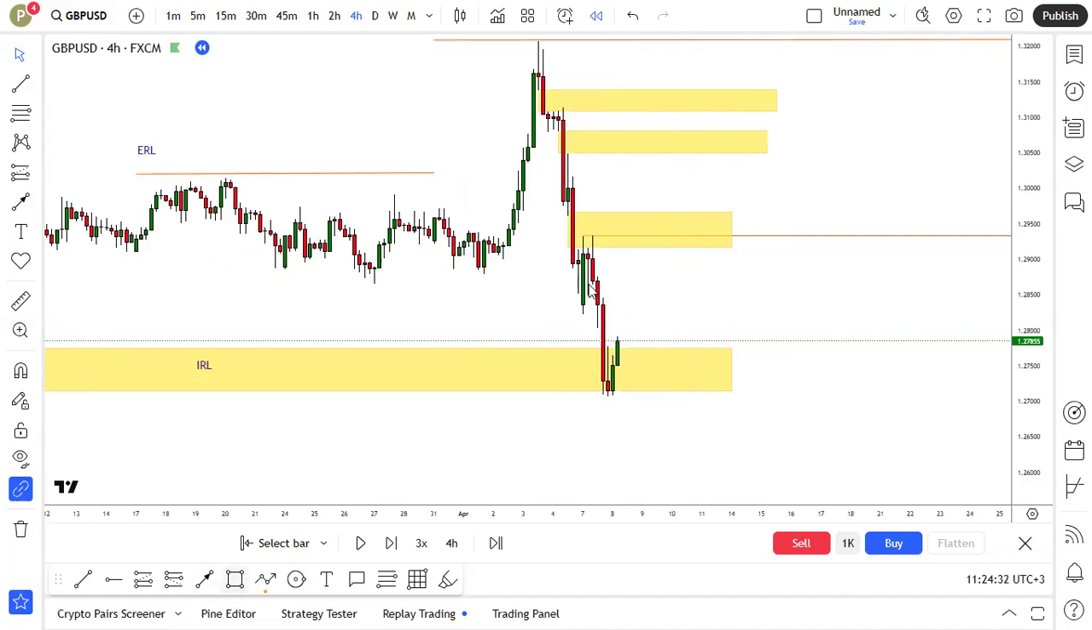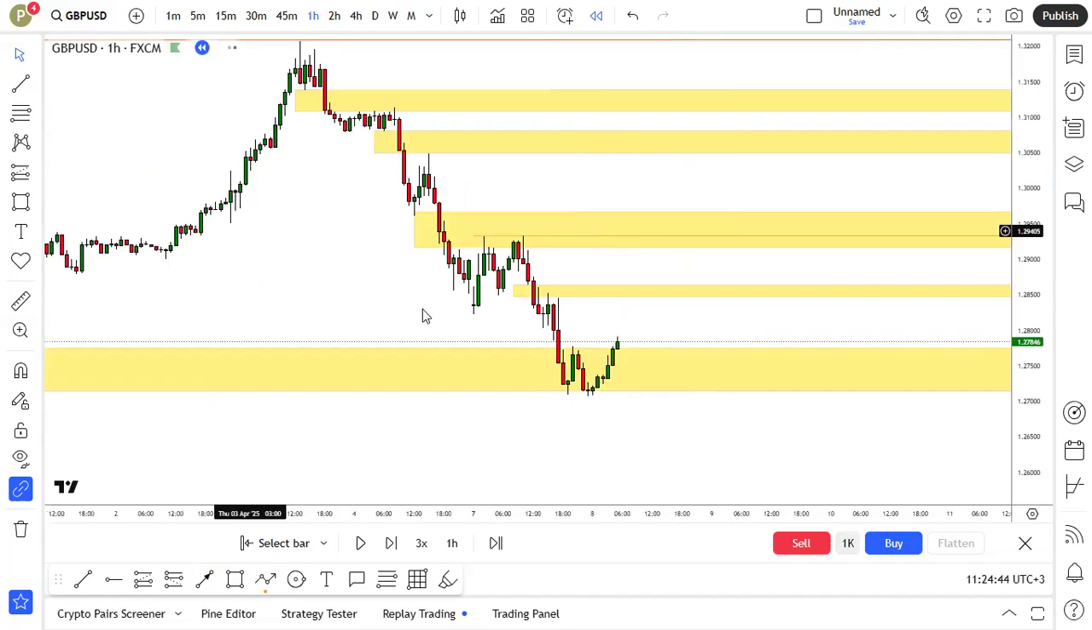Even here you can see we have a fair value gap. Okay, we have a fair value gap there. You see, price will have to go higher and fill these imbalances. Okay, so let's check on the 1-hour time frame now, see if we can find any kind of good structure.